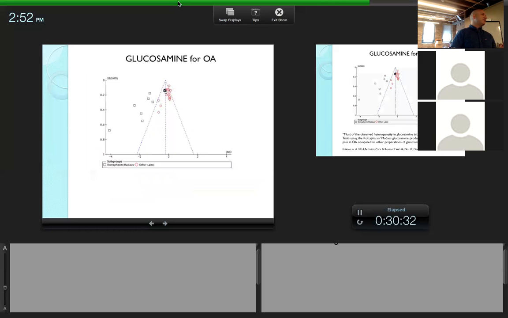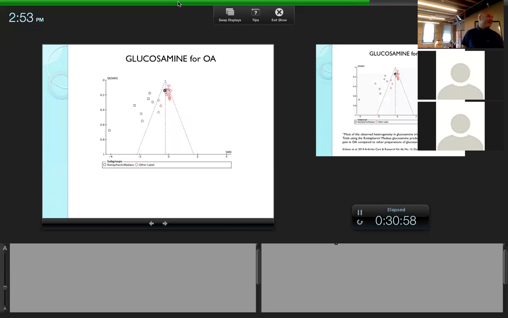And this is from a recent systematic review of glucosamine supplements for osteoarthritis. And what you're looking at here are all the trials of glucosamine versus placebo. The red ones are lots of different manufacturers, and the black ones are all from the same manufacturer, trials of a product made by one manufacturer. What do you see?